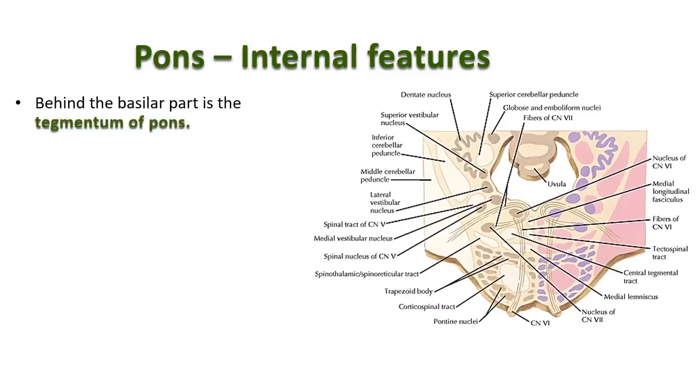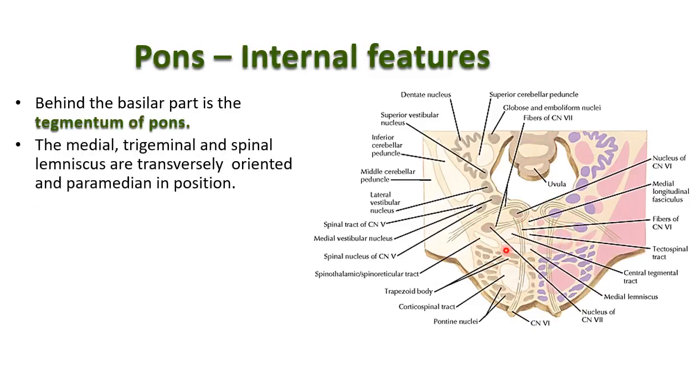Now, coming to the part behind that, this is called the tegmentum of the pons. What do you mainly come across in the tegmentum of the pons? You see the medial lemniscus, and then you have the trigeminal and the lateral lemniscus.